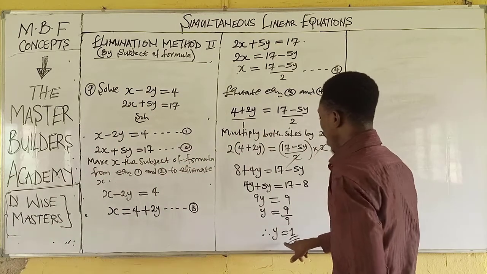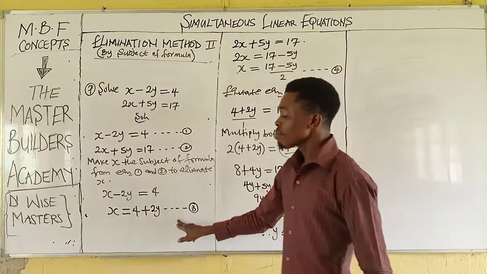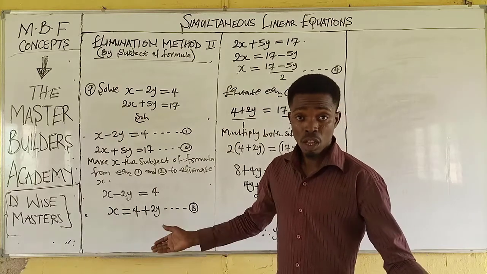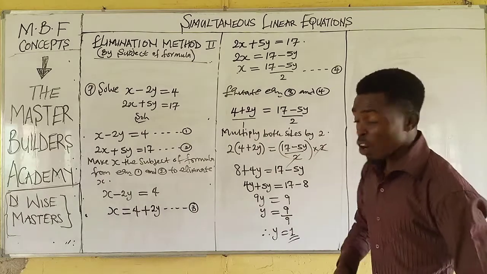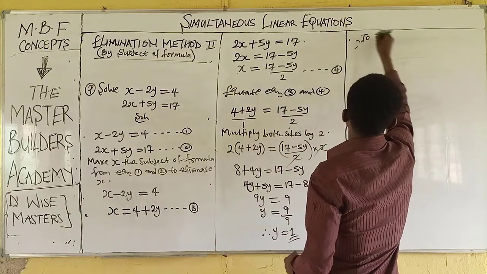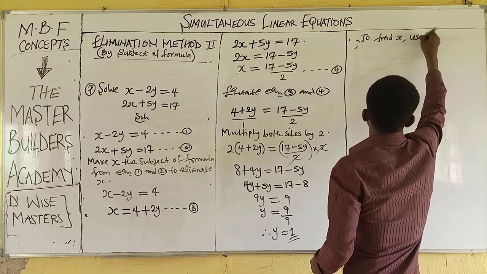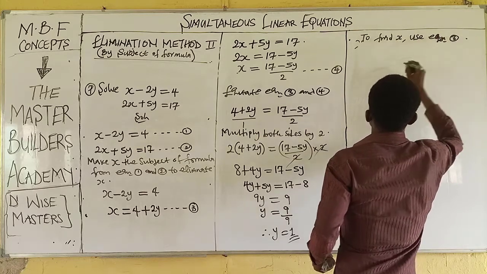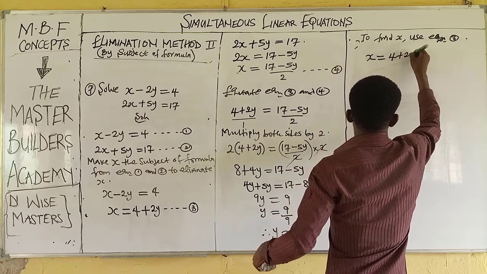Are we there? Now let's go. The next thing I'm going to do, having obtained the value of y, is to use equation 3 or equation 4 to find the remaining unknown. So I will go with the easiest equation. I'm quickly going to make use of equation 3. So to find x, use equation 3. So what is equation 3?